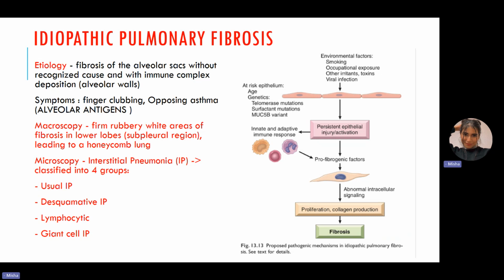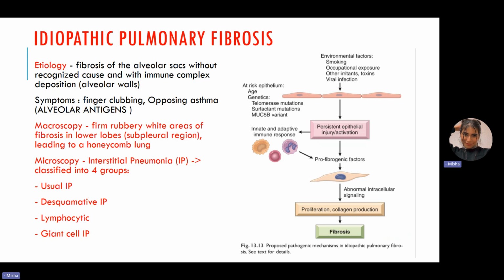Another symptom that these patients also face is opposing asthma. Now, this is not the normal asthma. Here, the hypersensitivity involves alveolar antigens and not actually the bronchi or bronchioles like in asthma, right? So it is different from asthma. Please remember that. This is opposing asthma, right?